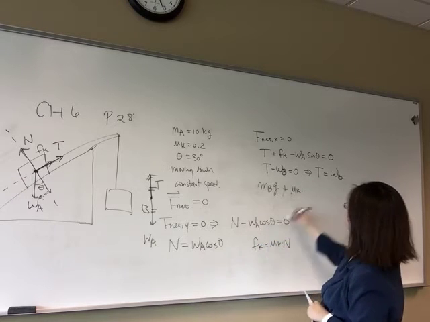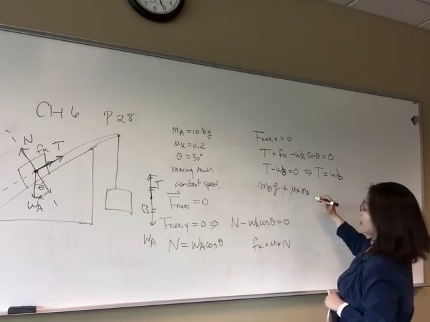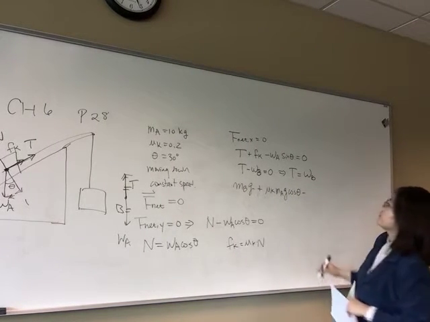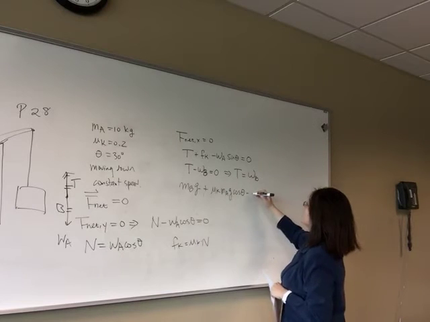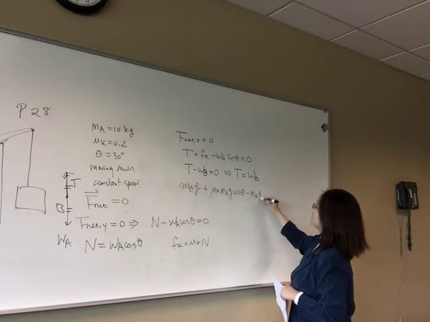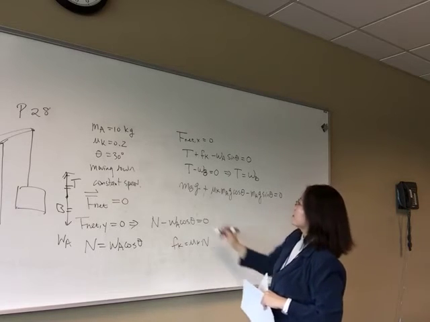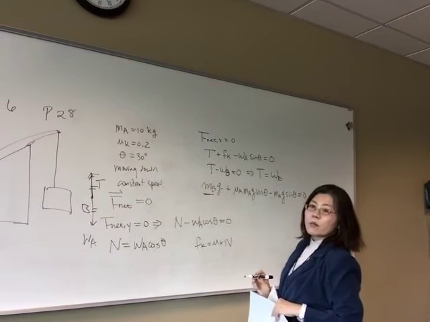Normal force is equal to mass A times G, and then times cosine theta, and then minus WA, which is MA times G, and then times sine theta. And the whole thing is equal to 0. So there you can figure out what your mass of B is.